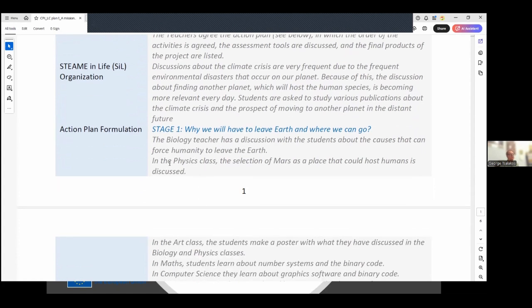We have stage 1: why we will have to leave Earth and where we can go. This can be started by the biology teacher with a discussion about the future of humanity on Earth, with the climate crisis and wars and so on. And in the physics class, we can discuss why Mars may be a possible place for humanity to move.